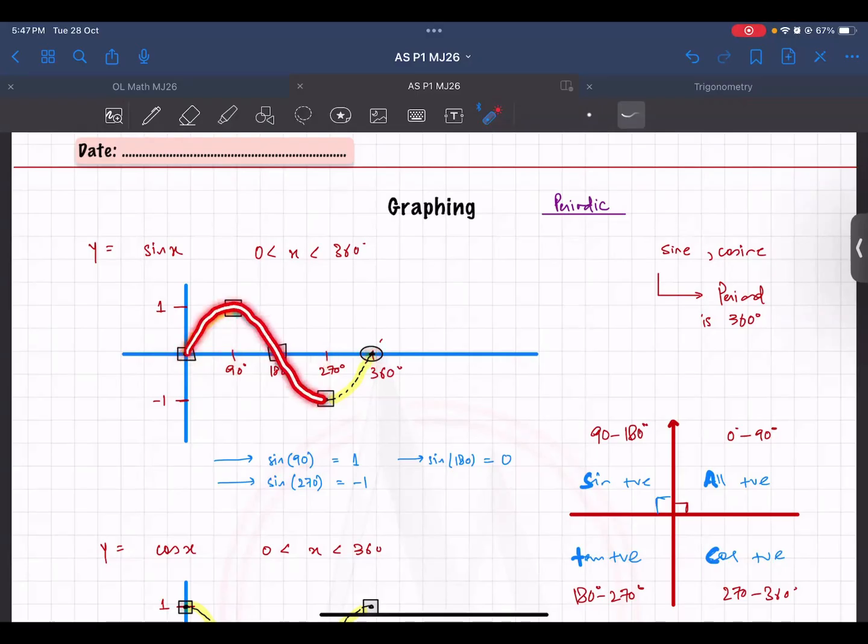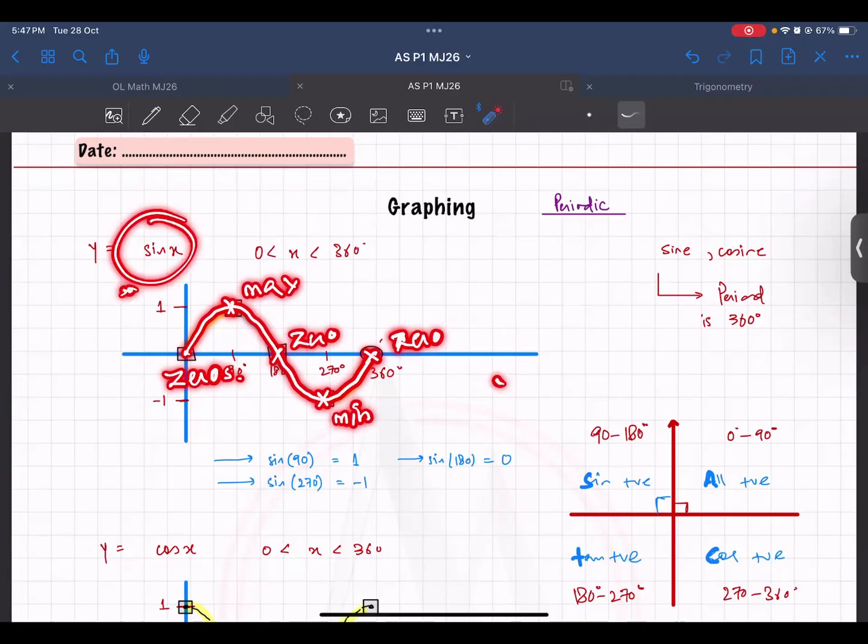So that's why it starts from 0, then goes to the maximum. This is the maximum. Then again 0. Then this is the minimum. Then again 0. So there are 3 zeros and 1 maximum, 1 minimum. This is what makes the simple, basic sine x graph.